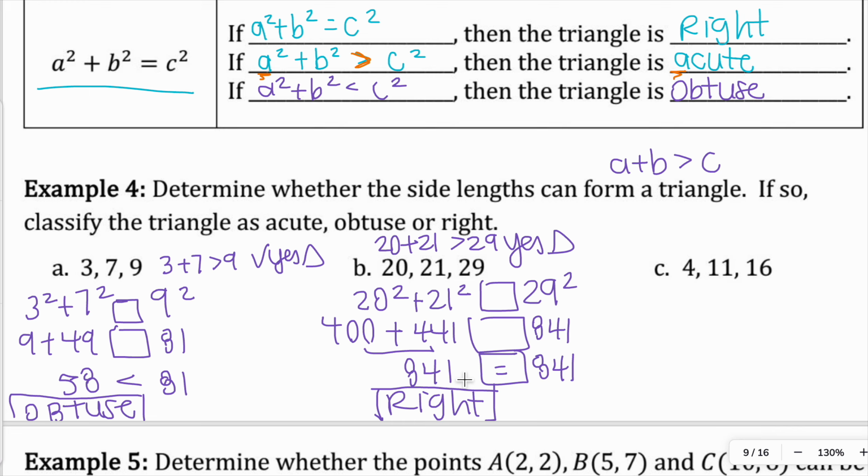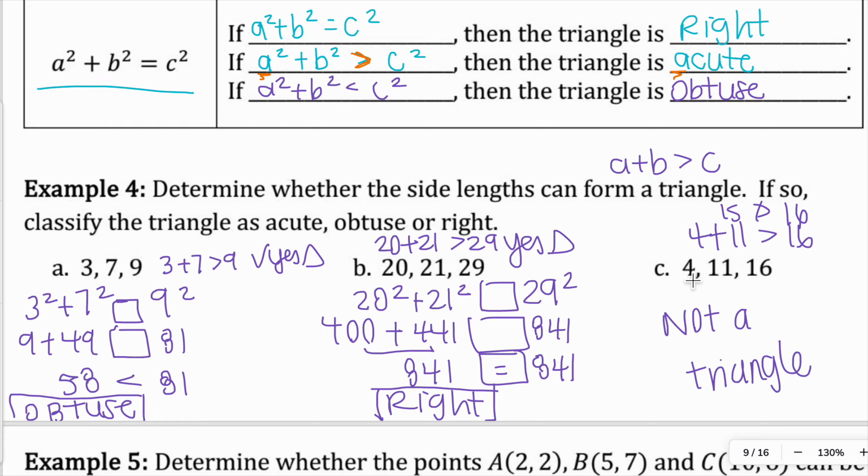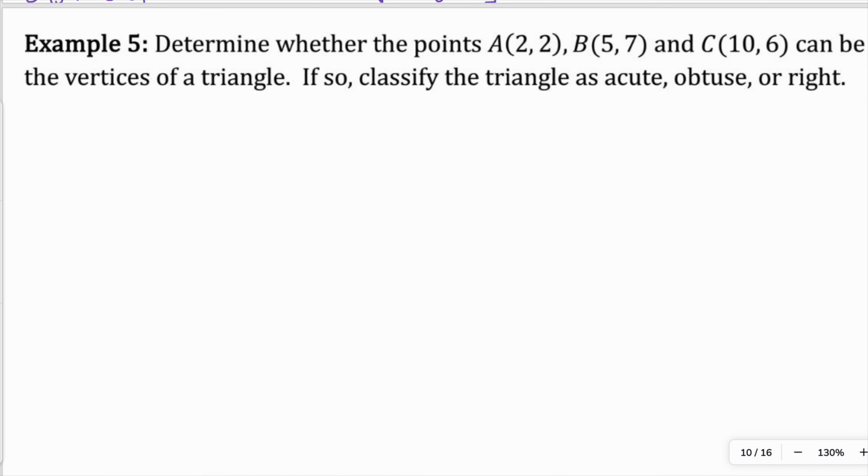Okay. And then our last one, if we take 4 plus 11 and see if it's greater than 16, it is not. 15 is not greater than 16. So this is not a triangle, which means if I took a ruler and measured 4 centimeters, 11 centimeters, and 16 centimeters, they wouldn't actually be able to enclose and make a triangle.